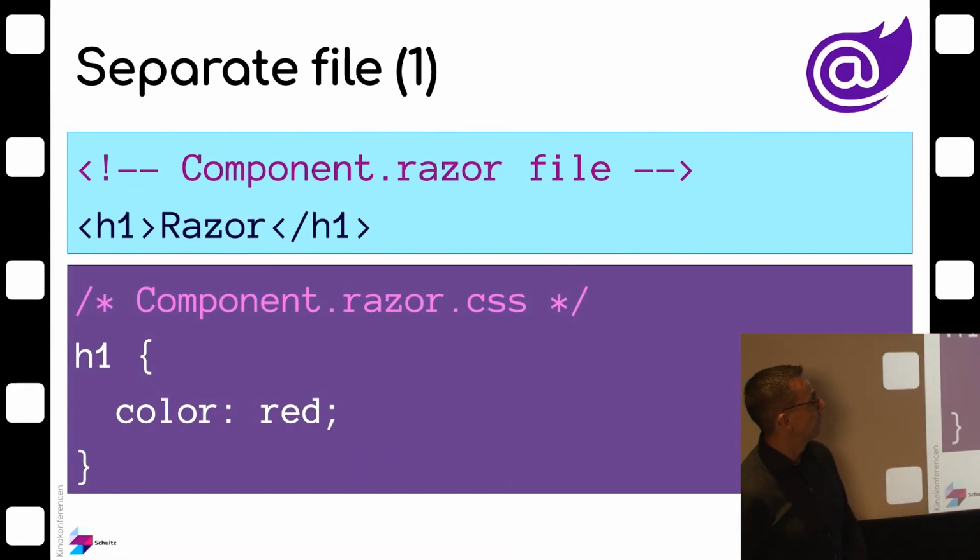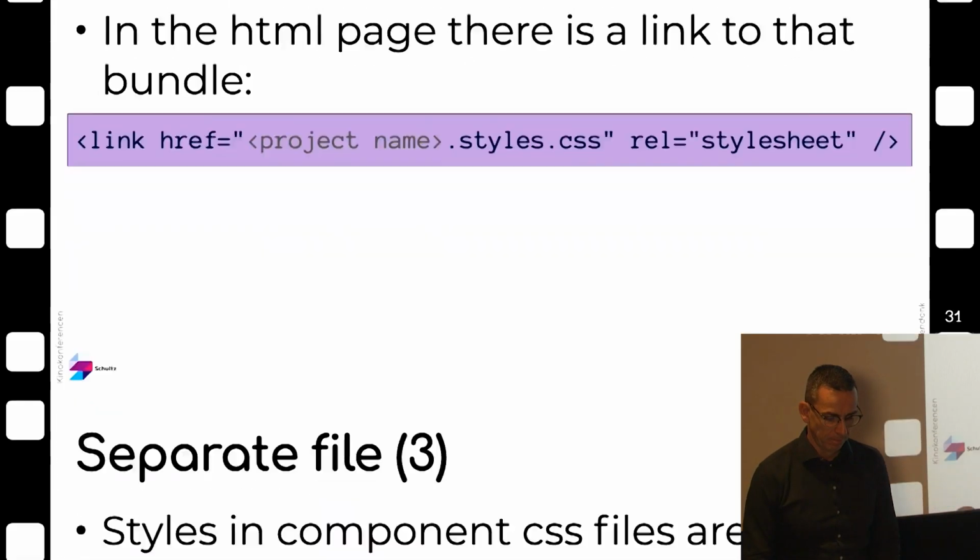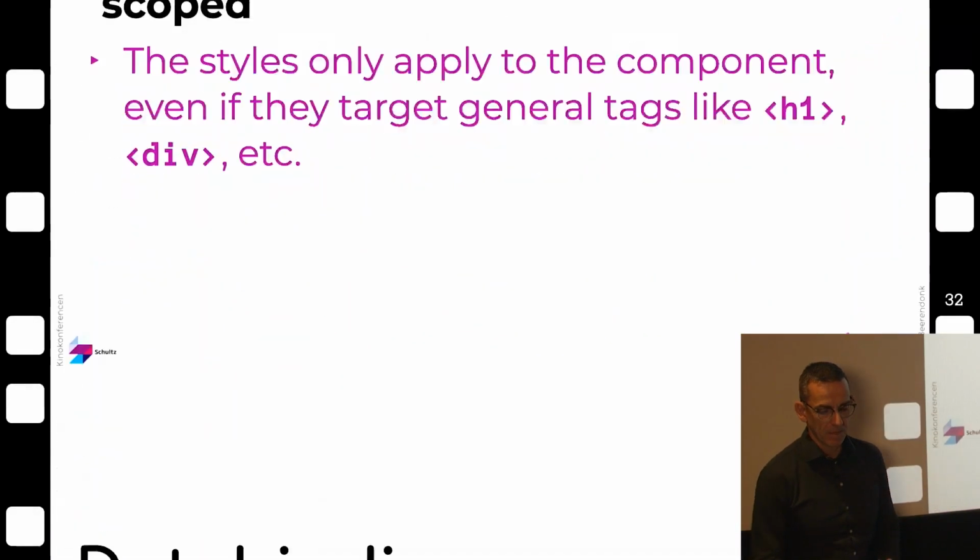Now, more common is to have it in a separate file, so I'll show that in a moment, and those styles are actually processed. So, Blazor makes sure the style only applies to your component and your component only, and if you want to, it could be your component and the components underneath, and then it bundles all the styles. So in the page, there's just one CSS file that's being generated that contains the styling of all the components. And the styles are scoped.